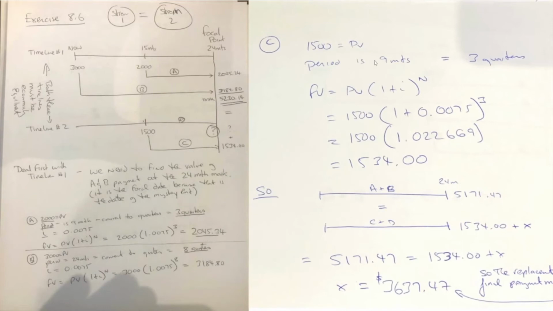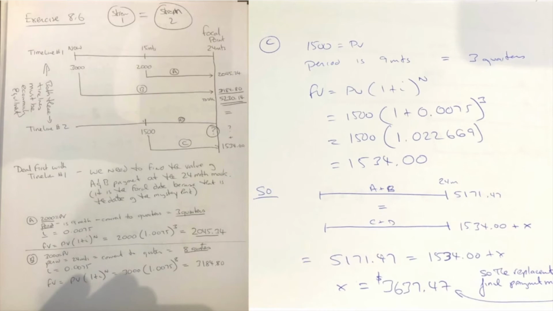The period is 9 months, which is 3 quarters. So I just plug it in here. I got this side done right. I know I didn't foul it all up. So I plug it into the formula, 1,500 to the power of 3. That gives me that. So it's $1,534. So essentially, A and B, the original stream payments, come to that amount of money. And for C plus D, I've calculated C here is 1,500. I don't know what D is, but it's 1,500 plus X.